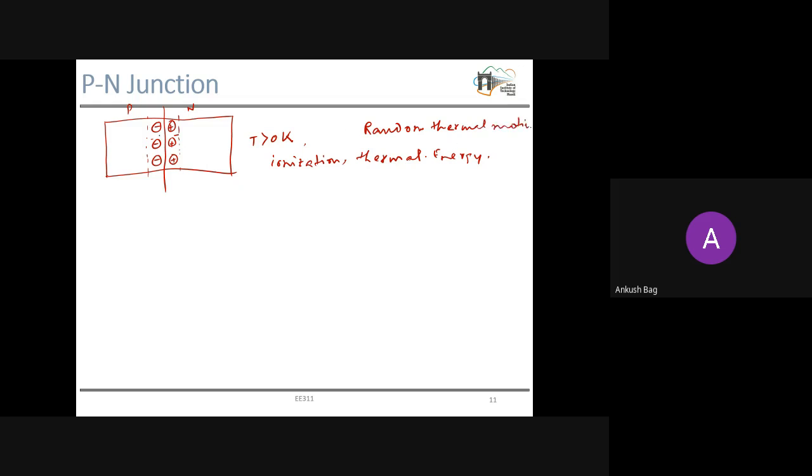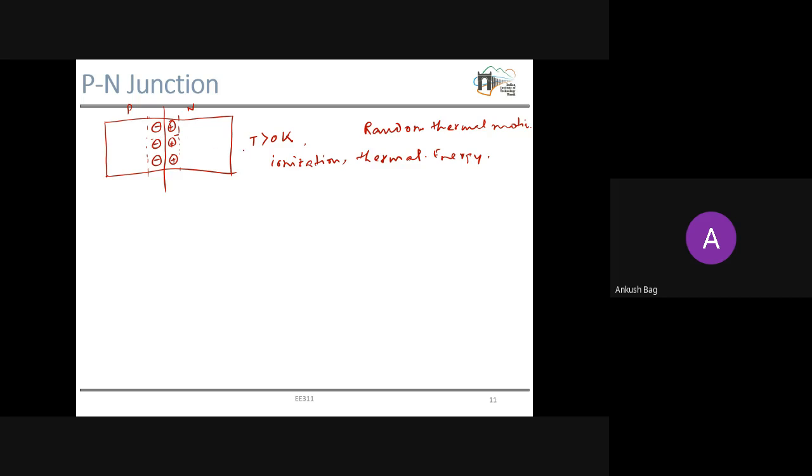And due to this random thermal motion, some of these electrons and some of these holes will merge. That means eventually they will recombine, and the acceptor ions and the donor ions will be uncovered at this interface. At this boundary between the p-type semiconductor and the n-type semiconductor, it is more likely that we will have this uncovering of ions, because the probability of electron and hole recombination is higher there.